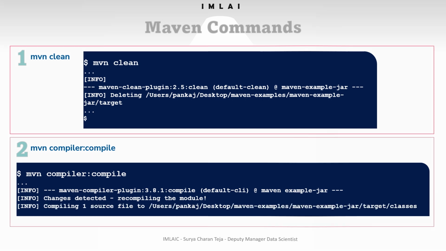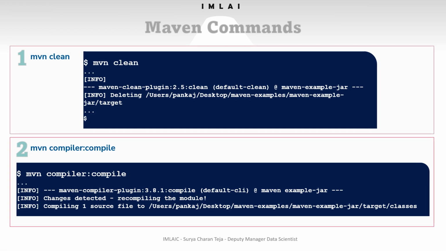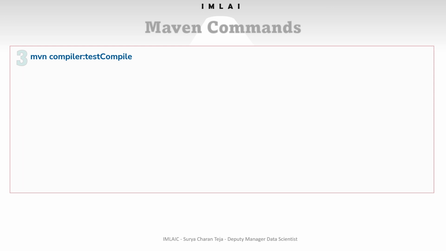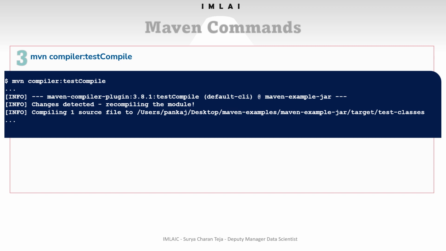Then we have mvn compiler:testCompile. This command compiles the test classes of the Maven project. The previous one, if you mention just compile, compiles the Java source classes of the Maven project, whereas test-compile compiles the test classes of the Maven project.